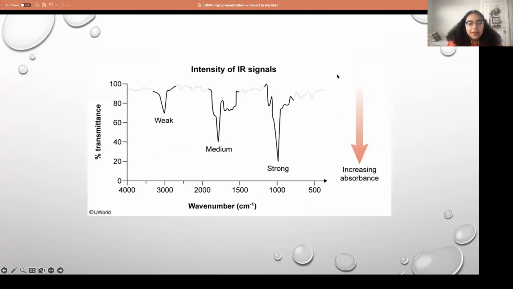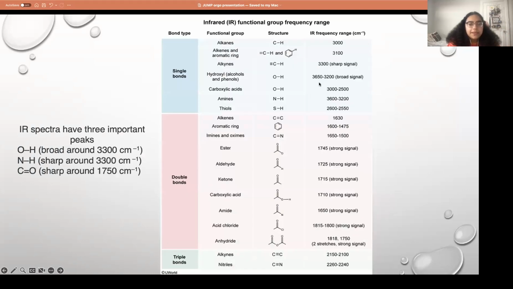So I won't get too into that, but basically you'll look at the intensity of the signals and at what wave number they happen. So they get stronger as you increase the absorbance. And from that, you can find out the different groups that are in your molecule. So this is the entire frequency range. It would obviously be a lot to expect someone to memorize this.